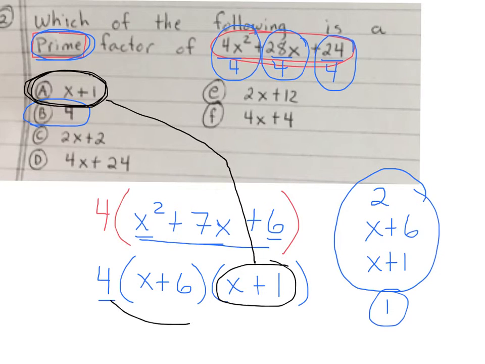Now, what if I took this 4 and I distributed it here and here? What would I get? I'd get 4x plus 4, which is right here, right? But what's the problem with 4x plus 4? It's not prime.